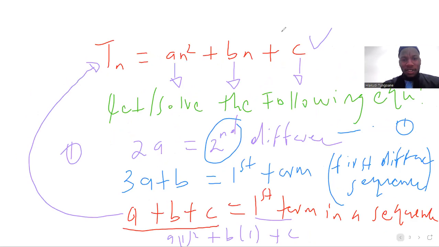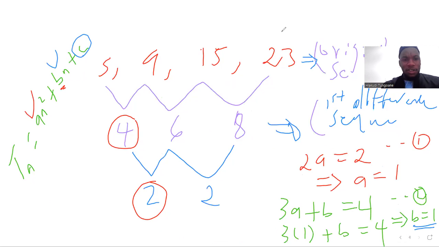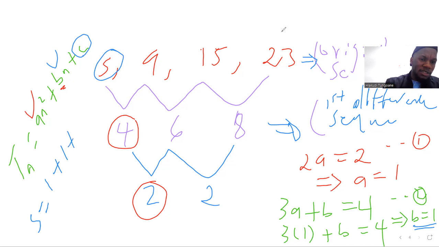Let's go back. To solve for c, we need to equate this equation to the first term in a sequence. What's the first term in the sequence? That's 5. So we're going to have 5 equals, a was 1, right? And then b was 1 as well, and then plus c.